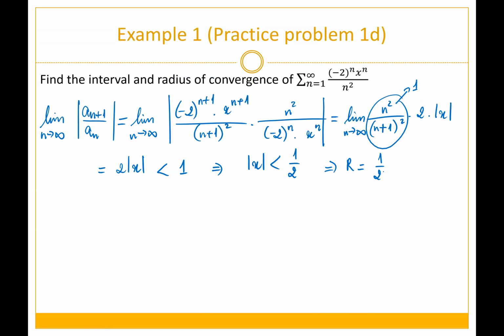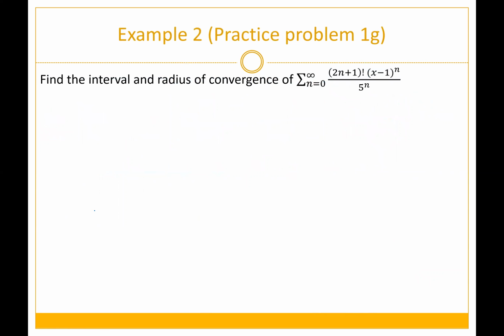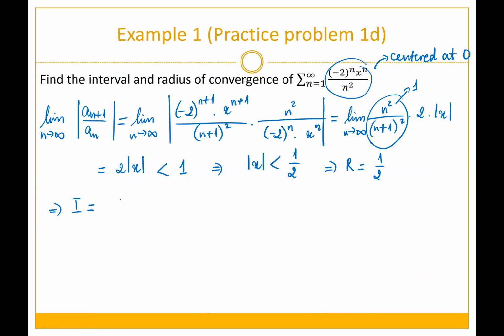And now if you look at the series again, it's x to the n. So this one is centered at 0. So your interval of convergence is going to be from negative half to half, but you're going to determine if you're going to take the two endpoints. So first of all, let's see for half, what do we have the series?